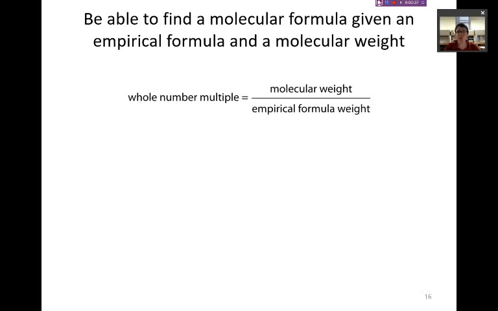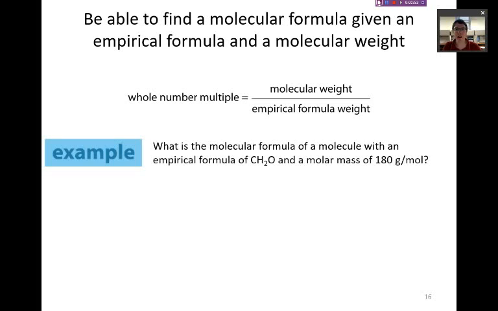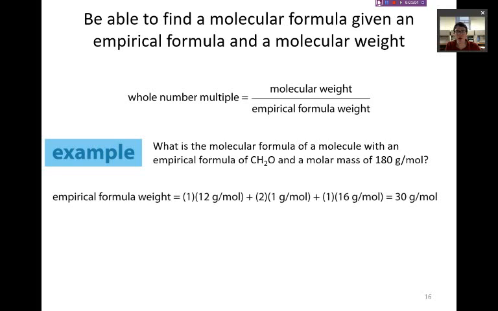In order to find a molecular formula, we would need to know the molecular weight of our sample and then compare that to the empirical weight of our sample. For example, say we want to find the molecular formula of a molecule that has an empirical formula of CH2O and a molar mass of 180 grams per mole. We know the empirical weight of CH2O can be found by adding together the mass of the carbon, the hydrogen, and the oxygen. That gets us 30 grams per mole.